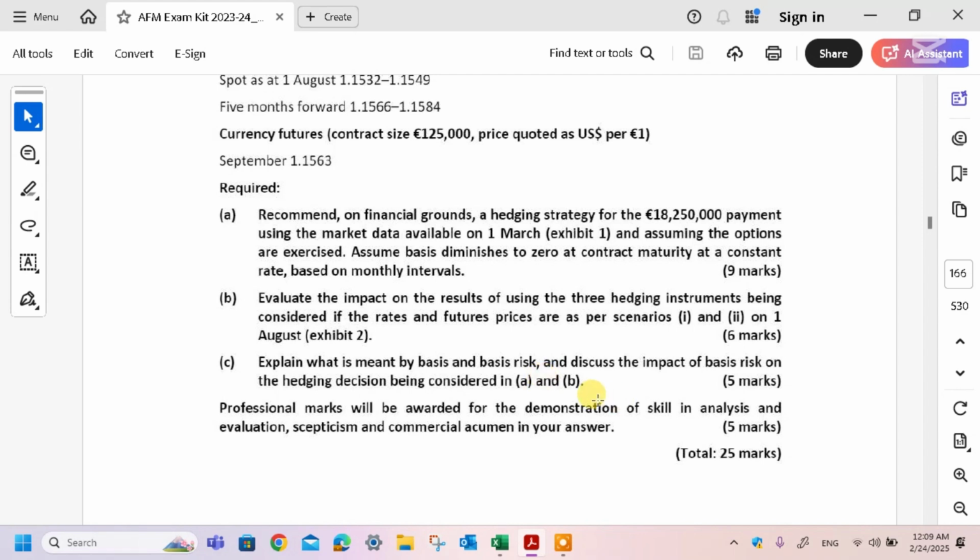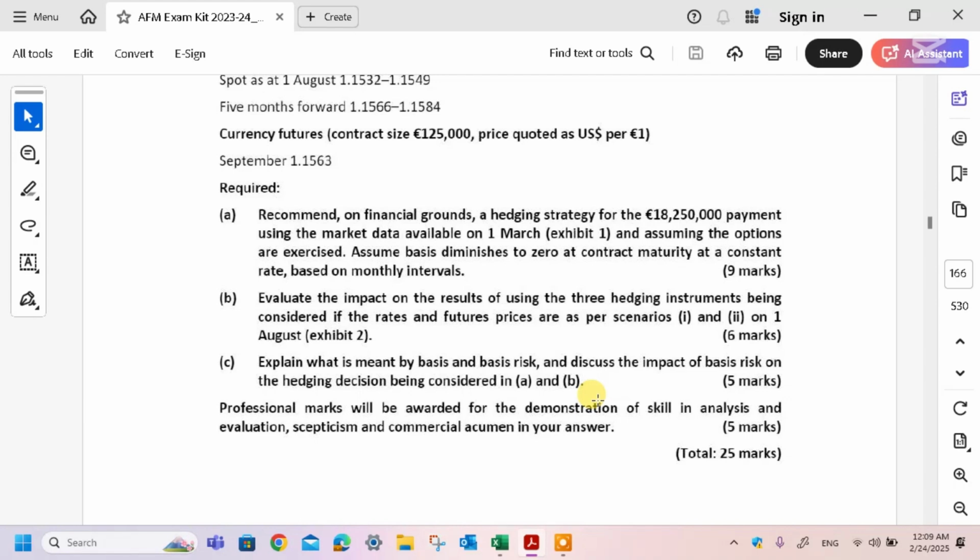Explain what is basis, 1 mark. Explain what is basis risk, 1 mark. Then how the risk has affected part A answer, part B answer, another 2 marks, 4 marks. One of these points will give you 1 extra mark, 5 marks. Right. So what is basis? You will say the difference between spot exchange rate and the futures price on that day is known as basis. What is basis risk? The basis is expected to reduce linearly over time, and on the maturity date it will become 0. This is the usual assumption.